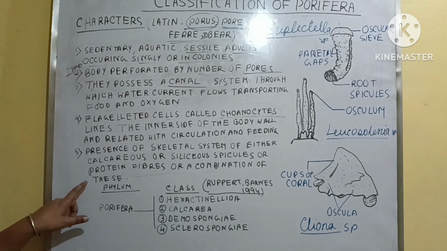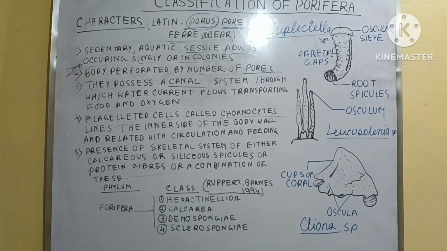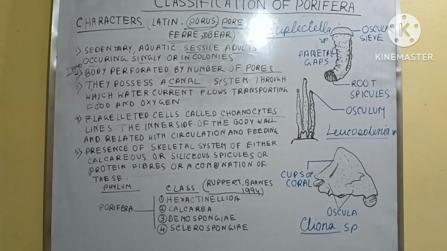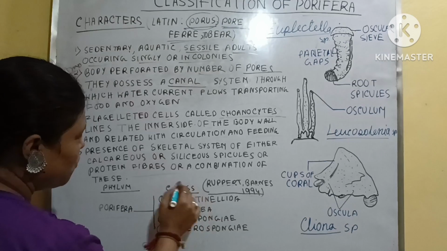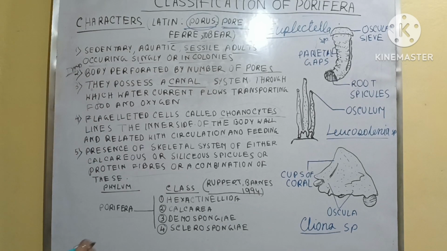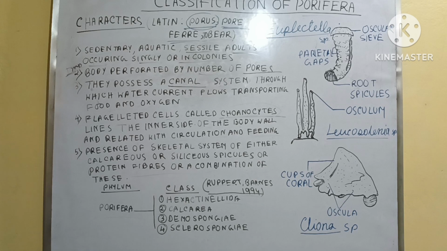Now this phylum is classified into 4 classes. According to Rupert Barnes 1994, this phylum Porifera is subdivided into 4 classes. One is Hexactinellida, second is Calcarea, third is Demospongiae, and fourth is Sclerospongiae. Clear?